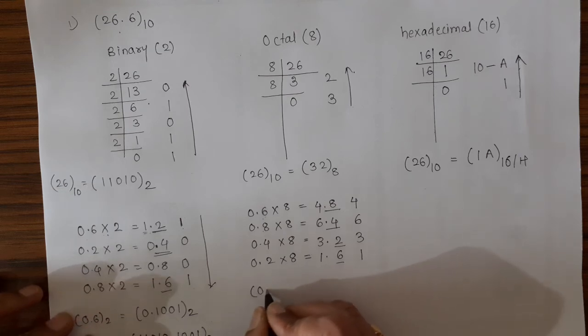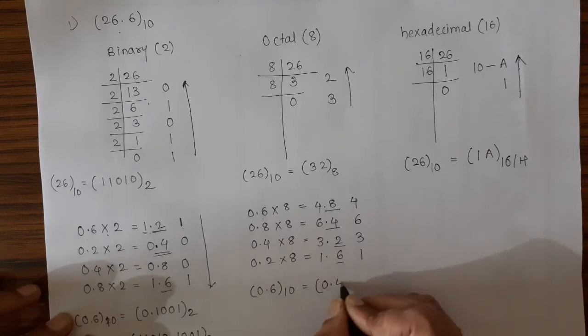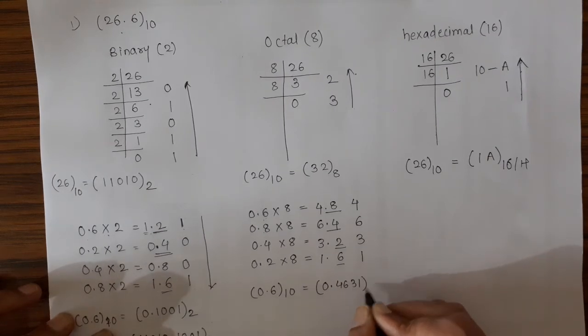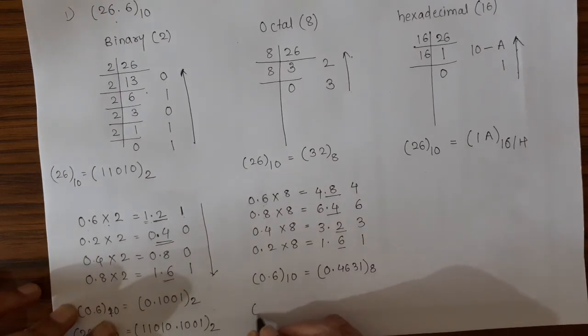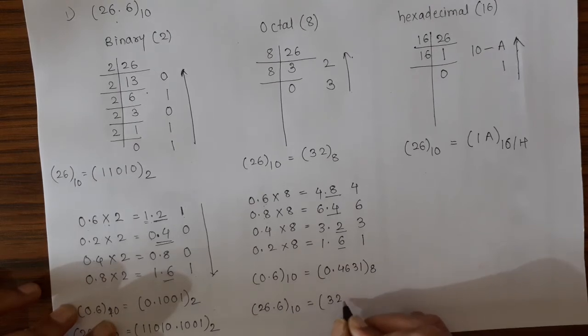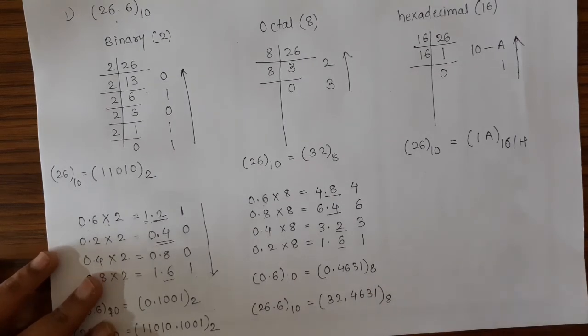Then we may write 0.6 in decimal is equivalent to 0.4631 in octal. The whole number we can write here, 26.6 is equal to 32.4631 in base 8.